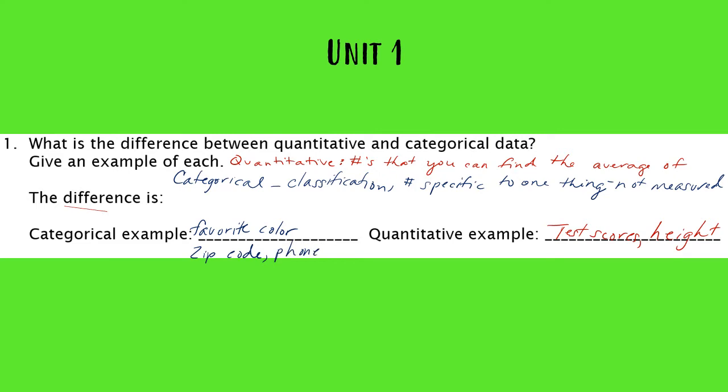How I was talking about earlier about taking the average of something, like you could take the average test score and that means something. If I take two people's phone numbers and I average their phone numbers, that new phone number has no meaning, okay? So that would be an example of categorical. It's just something that helps categorize. It's just an identifying piece of information.